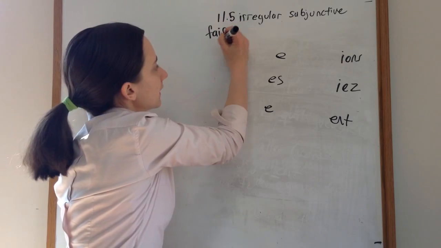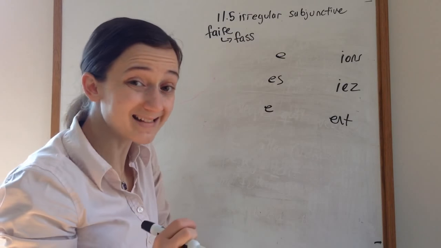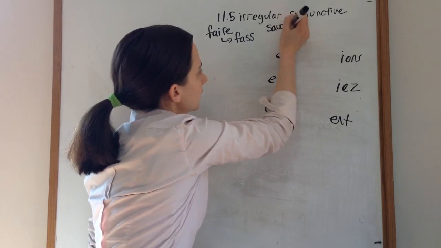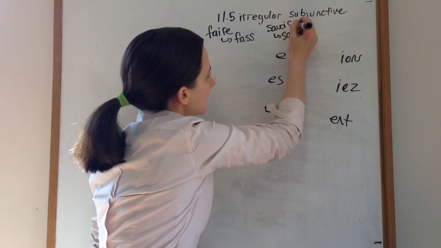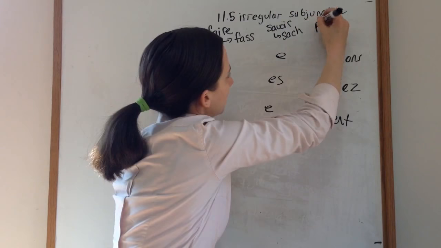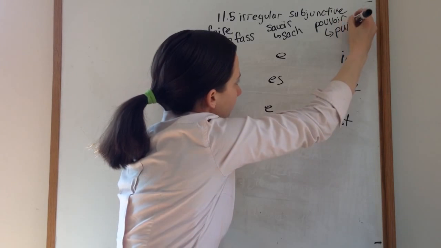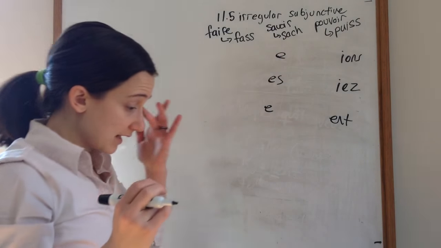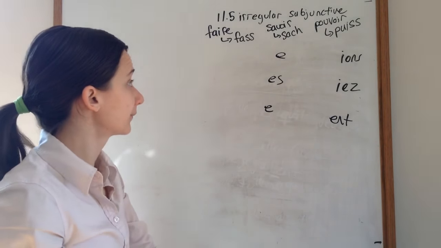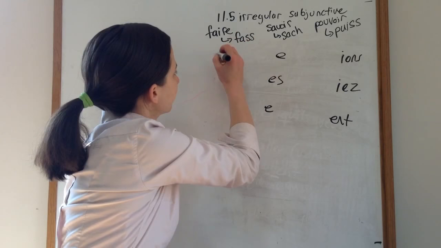So let's just memorize the stems. Faire: fasse. Savoir: sache. Pouvoir, to be able to: puisse. So you just use their stems. That's all. Okay. Let's just put it in.